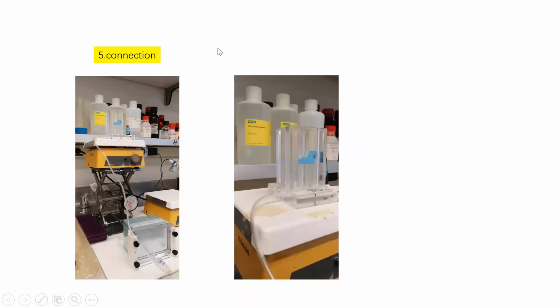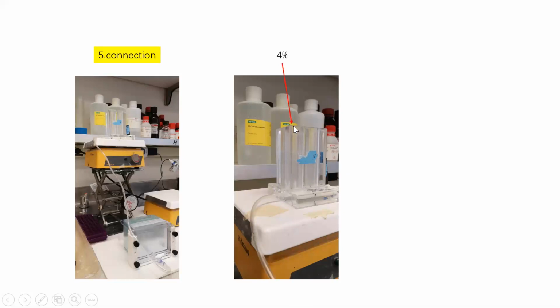Okay, I will show here. There is a switch, and if the switch is on one side, that means only the left chamber will flow, and the buffer will flow down to the chamber. If the switch is in the middle, that means the two chambers will be connected, and the buffer will mix together and flow down.